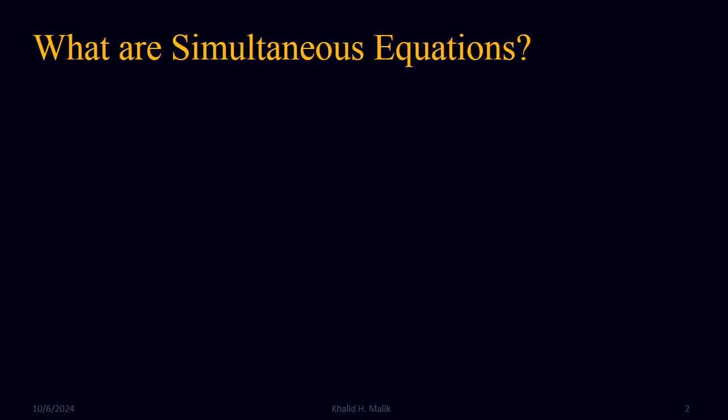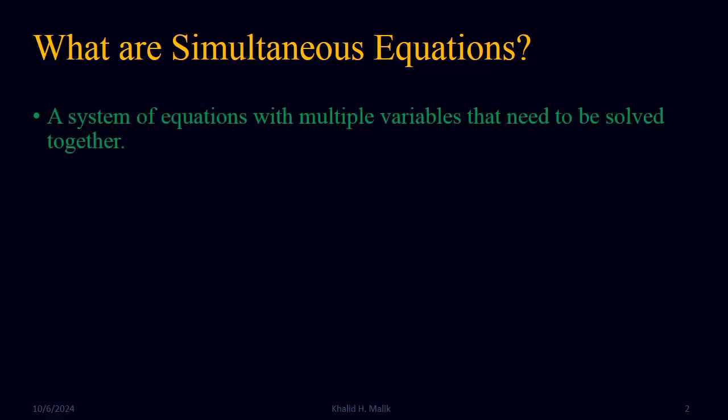What are simultaneous equations? A system of equations with multiple variables that need to be solved together is called simultaneous equations. For example, let's consider a system of equations like 3x minus 4y is equal to minus 5 and we have another equation minus 2x plus 5y is equal to 8. So this is the system of equations.